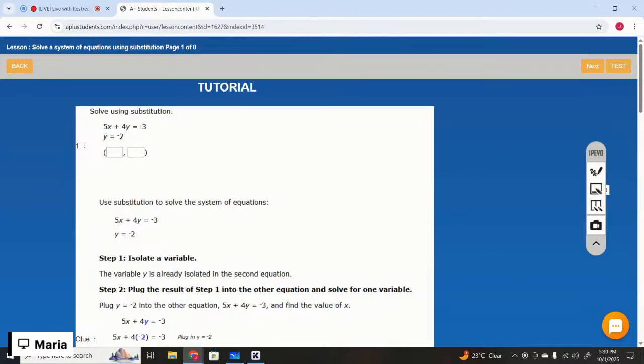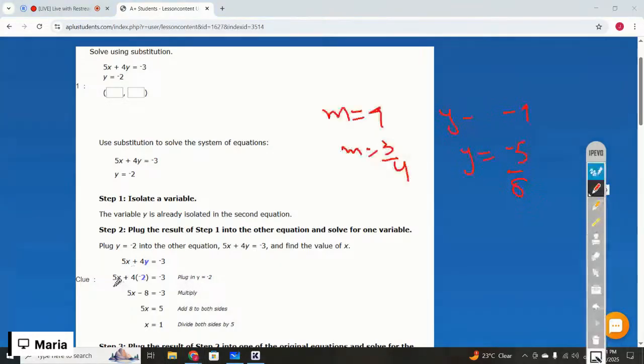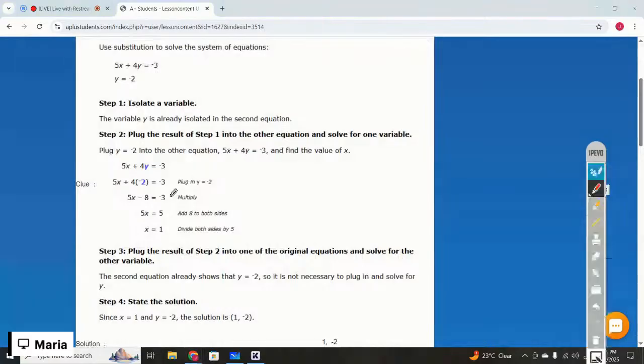Solve using substitution. 5x plus 4y equals negative 3 and y equals negative 2. So you need to substitute y equals negative 2 in the equation. So replace the y with the value. That is 5x plus 4 times negative 2 equals negative 3. So 5x minus 8 equals negative 3. So 5x equals 5. So x equals 1.